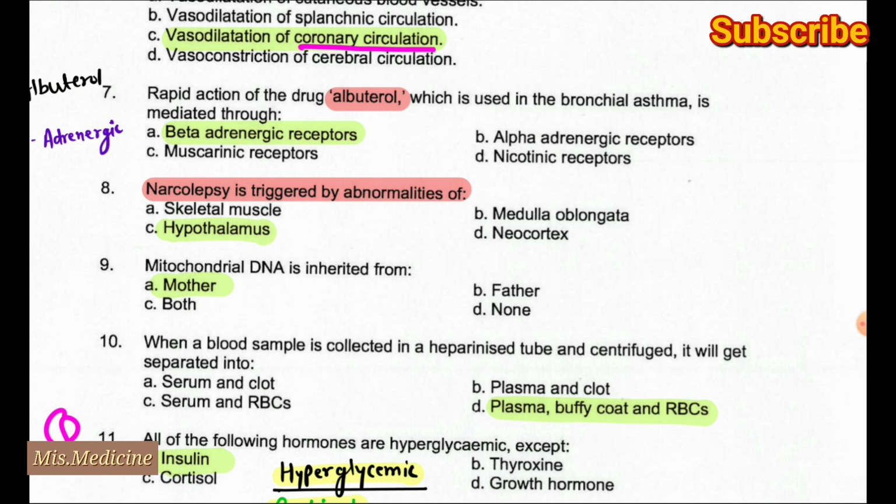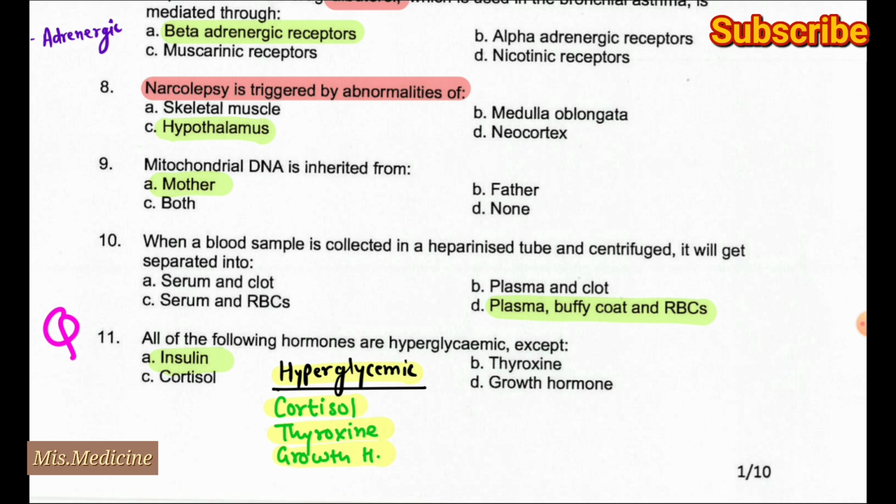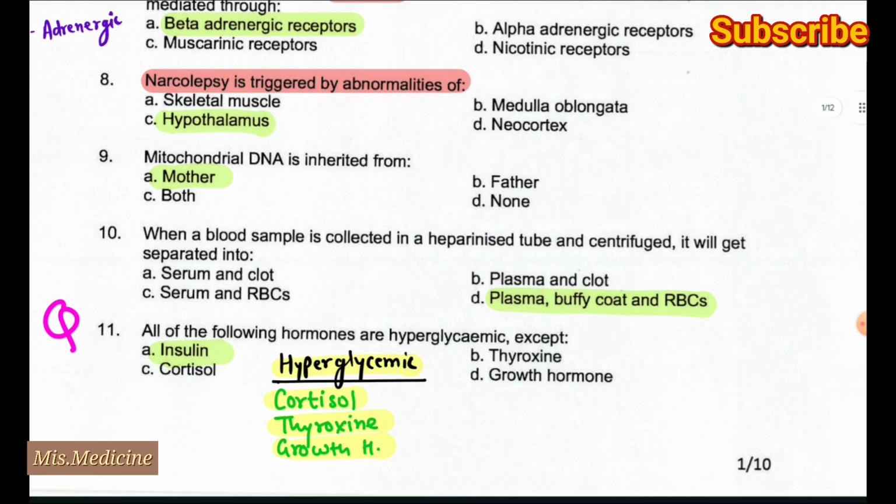Next question, ninth one, mitochondrial DNA is inherited from the mother. 10th question is, when the blood sample is collected in a heparinized tube and centrifuged, it will get separated into plasma, buffy coat, and RBCs. Next question, all of the following hormones are hyperglycemic except insulin, because it causes hypoglycemia. Hyperglycemia is caused by cortisol, thyroxine, and growth hormone.